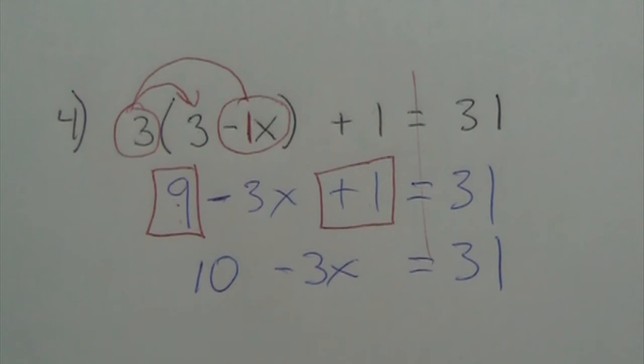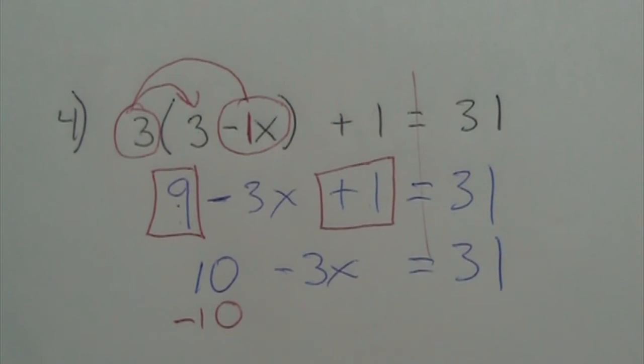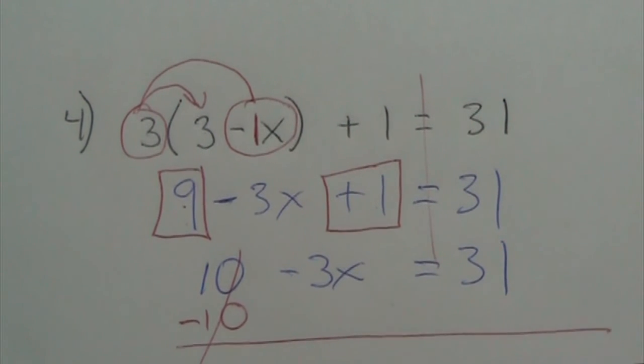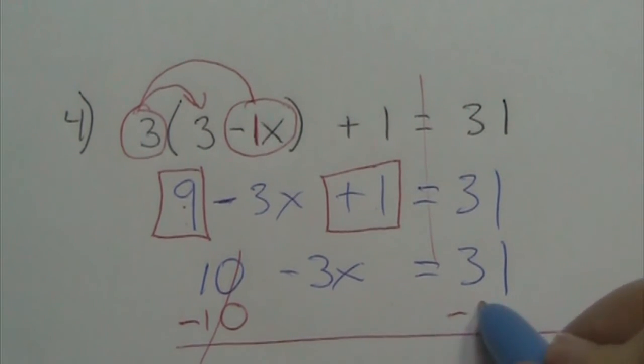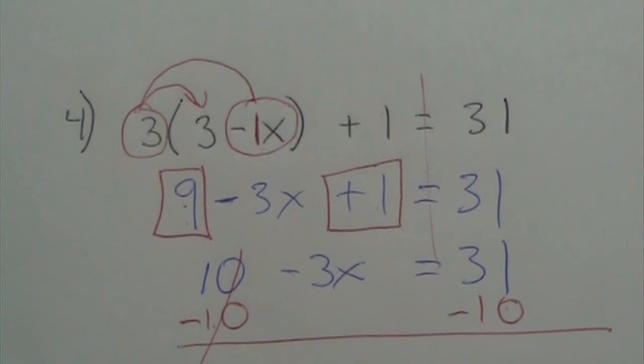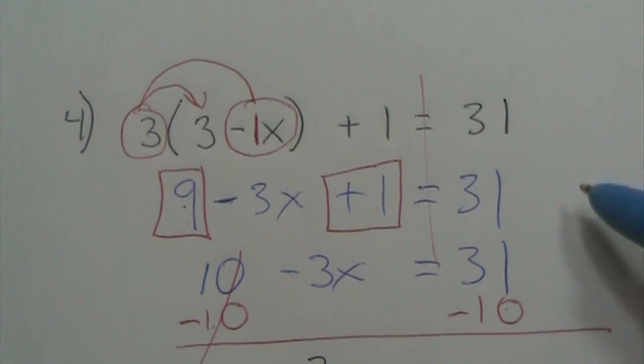Next step, to eliminate the constant, you want to make it into a 0. That makes it a 0. But you have to do it to the other side also. Subtract 10, subtract 10. Bring the rest down. 31 minus 10.